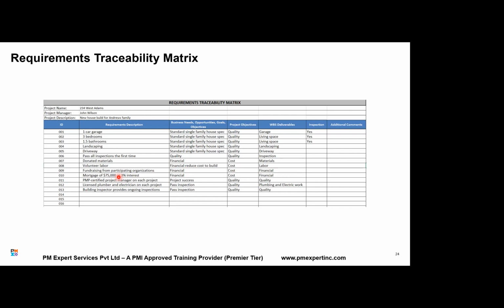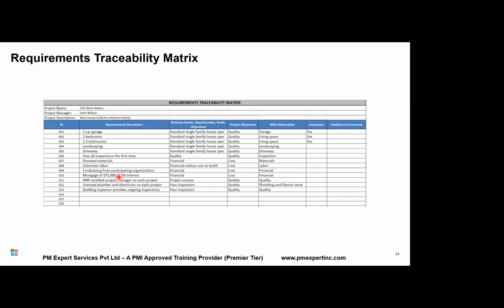Now, the second is forward traceability. Every requirement should be delivered, right? That means it should be part of some deliverable. Can you see the requirement here being mapped to WBS deliverables? And every requirement should be tested. When I say every requirement should be part of a deliverable and it should be tested, it is called forward traceability.